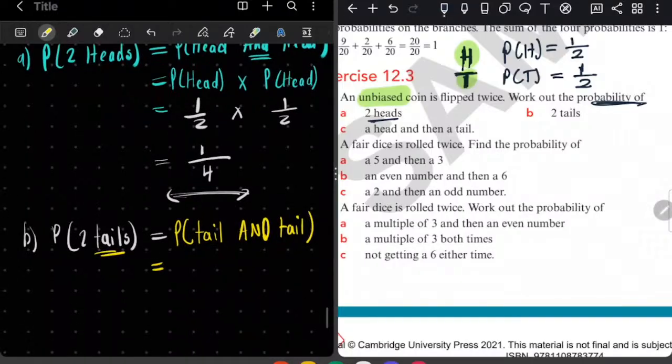So which is going to be probability of tail. Then what do you do when you see the word and here? You multiply. Well done. And another probability of tail.